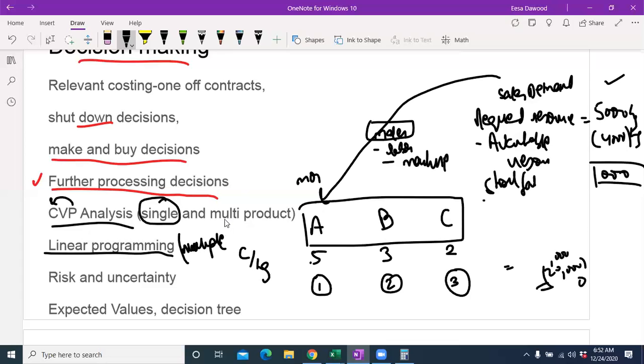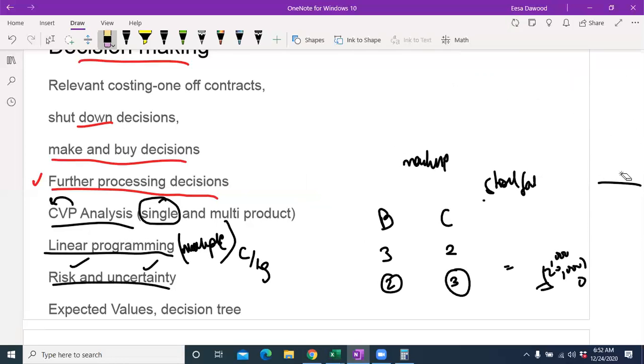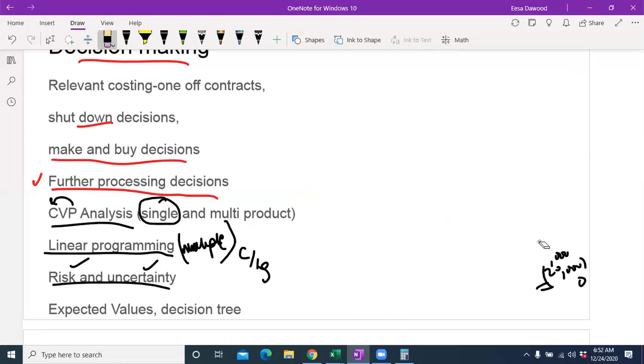You will be studying what is known as linear programming. At times we are taking decisions under risk and uncertainty. That's another decision where you are uncertain about the revenues and the cost. You are uncertain about any of the outcomes.